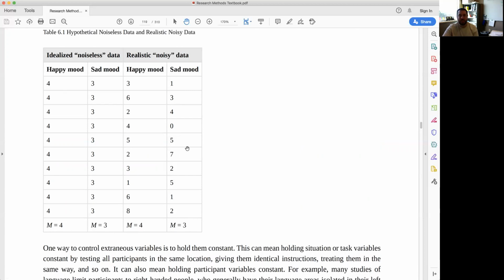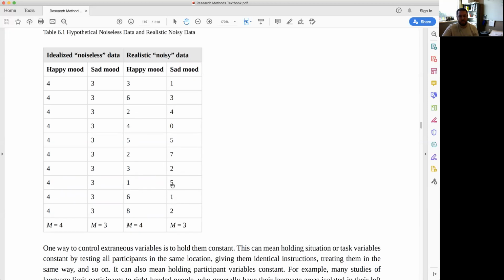It's not realistic though. Most data sets look like this, and you can see the means end up being the same, but absolutely, you're going to have all sorts of weird things going on for any given participant, and weird patterns and trends that will emerge. And that's where again the statistics side comes in to try to figure out how do we make sense of all that.